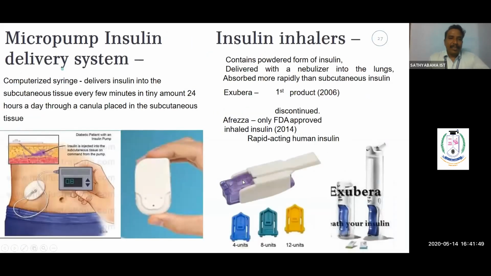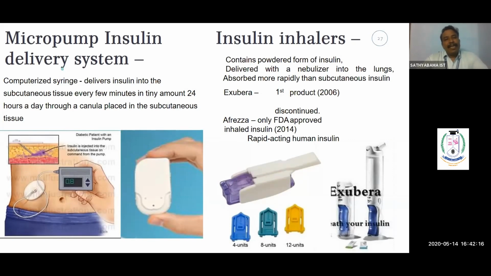A lot of methods have been there, and another one is called micropump insulin drug delivery systems. This is again a computerized kind of system, because it can analyze how much blood sugar is present, and on the basis of it, it will release the particular amount of insulin required for that particular person.